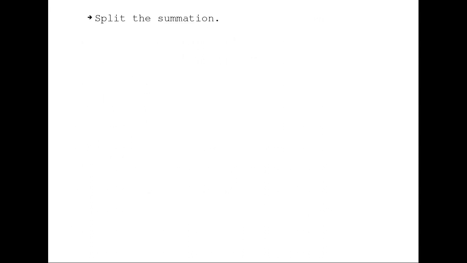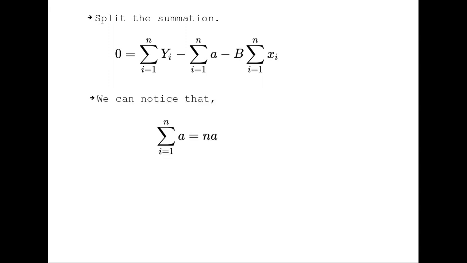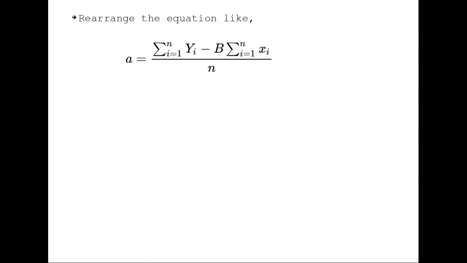And we can split the summation across all three terms, that is yi, a, bxi. After splitting the summation, we'll get summation i equals 1 to n yi minus summation i equals 1 to n a minus b times summation i equals 1 to n xi equals 0. As we can notice, summation i equals 1 to n of a equals n times a. After rearranging the equation, we'll get a equals summation of yi minus b times summation of xi, divided by n.